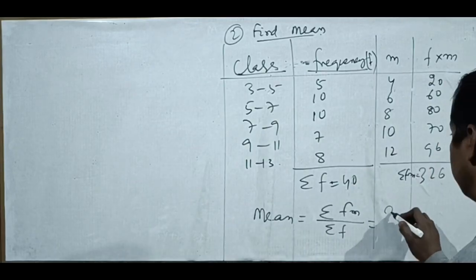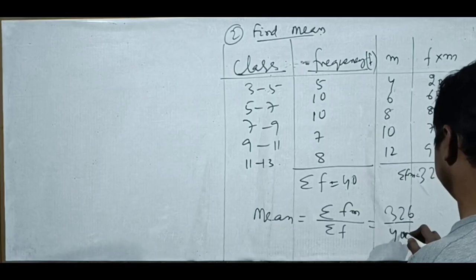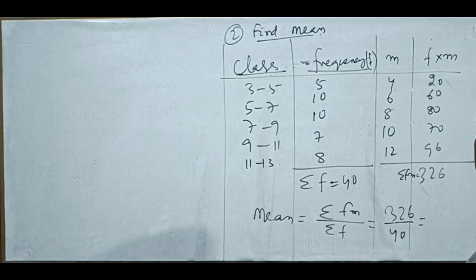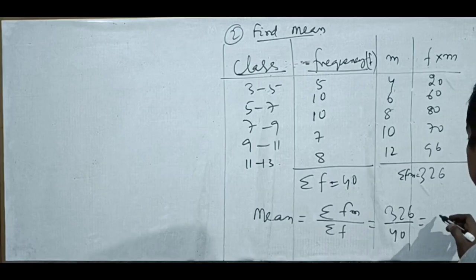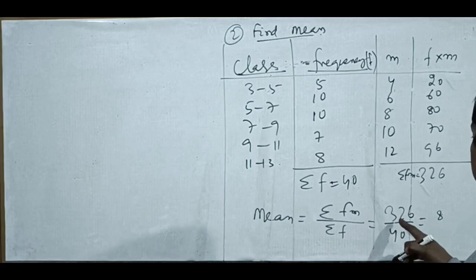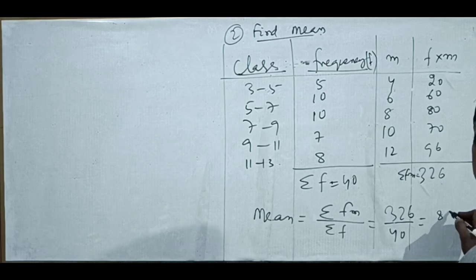Okay. So 326 by 40. Okay. How much? Calculate. 326 by 40 will be how much? 4 eights are 32, 6, 4 ones are 4, 4 fives are 20. Okay. 8.15.